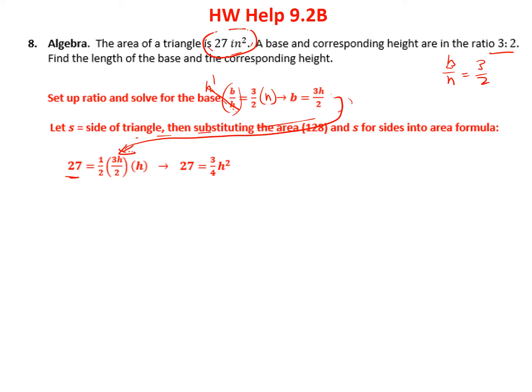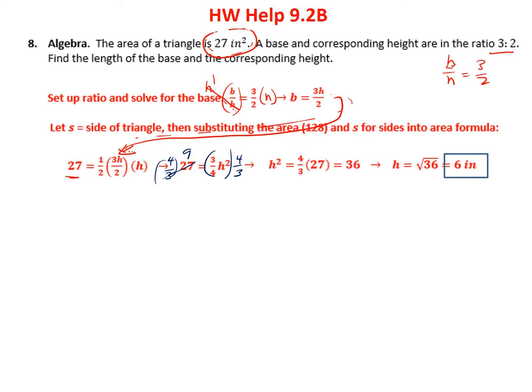So to solve that, we'll undo the fraction by multiplying by the reciprocal. Notice that 3 goes into 27 9 times. So we're going to end up with h squared equals 4/3 times 27, or 36. Now that means h must be 6 inches. So we know that the height of this triangle is 6.